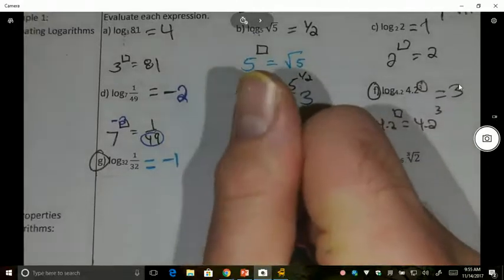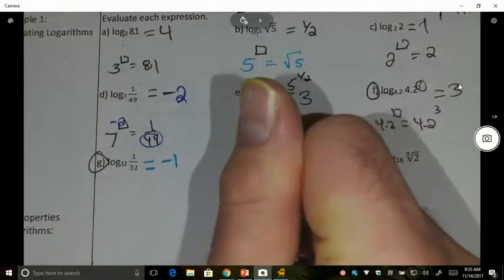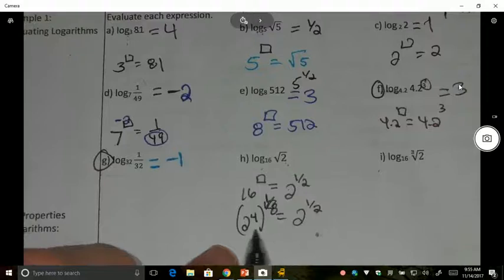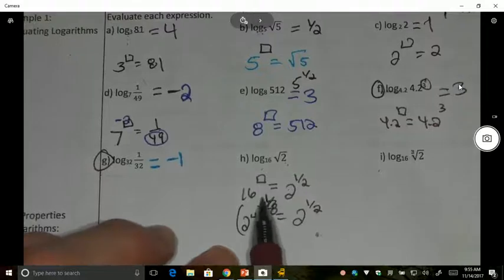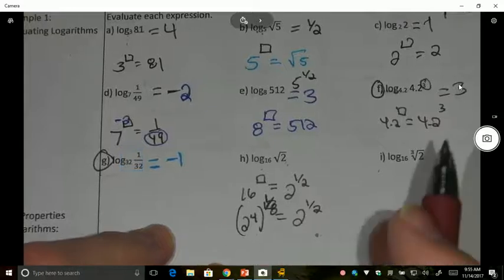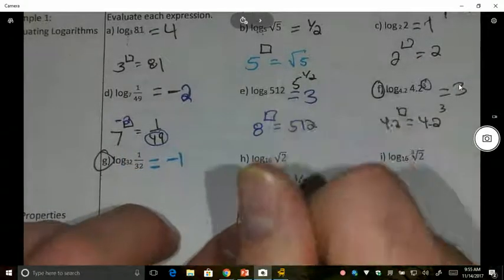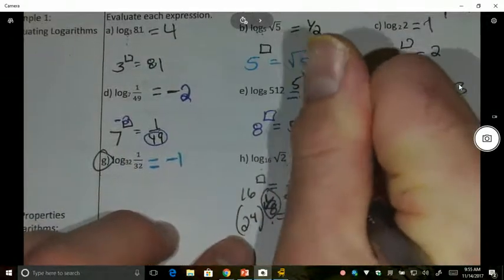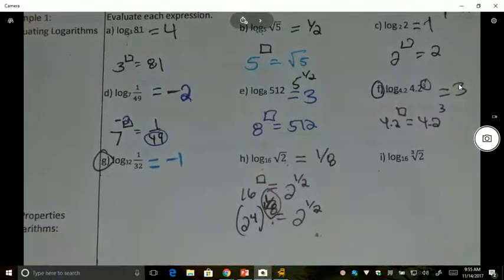1/8. I've got to raise it to a fraction so that I get a fraction equal to 1/2. This is 4/8 when I distribute the exponent. 2 to the 4/8 is 2 to the 1/2. So the exponent I need is 1/8. That problem can be a little tricky, so you need to be careful with those.